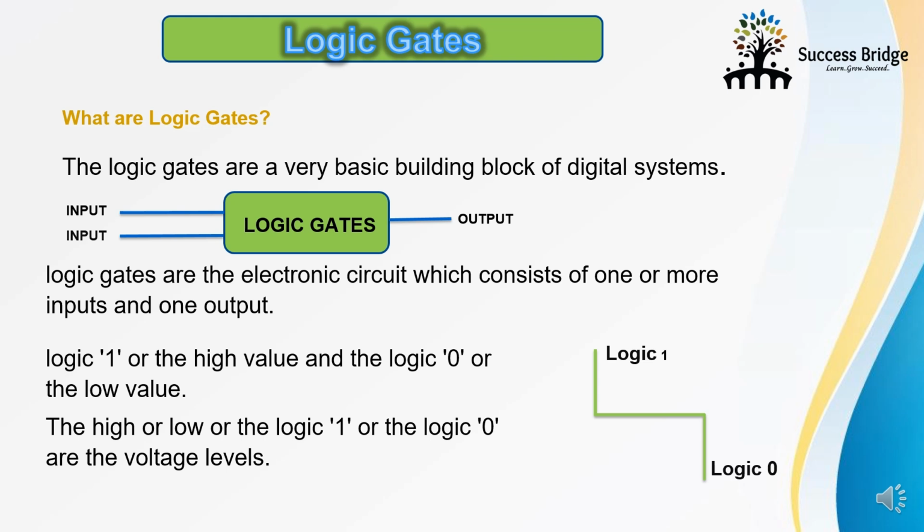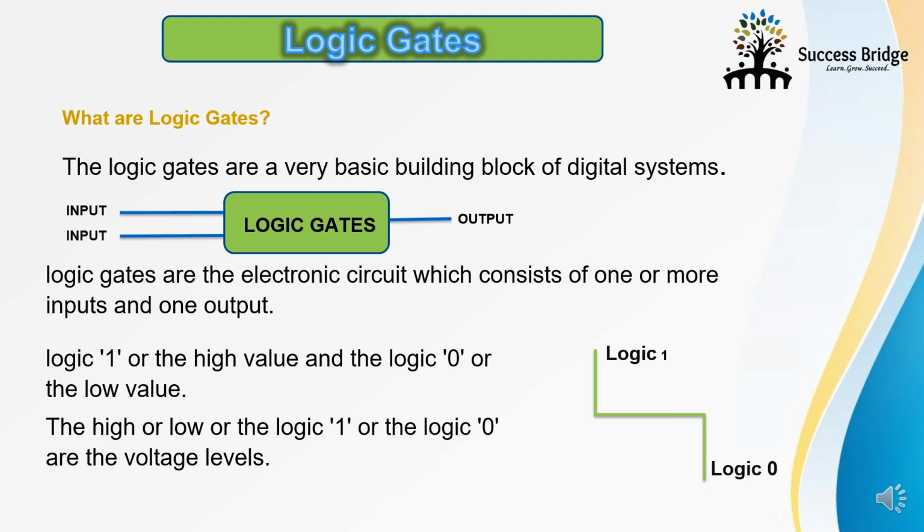Let's see an example. When both inputs are low, the output is low. When both the inputs are high, the output is high. From this we conclude that these logic gates have the ability to make certain logic decisions. When we interconnect or cascade these logic gates, it is possible to perform various logic operations.